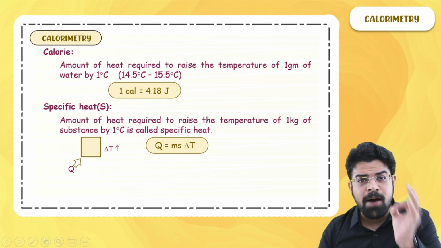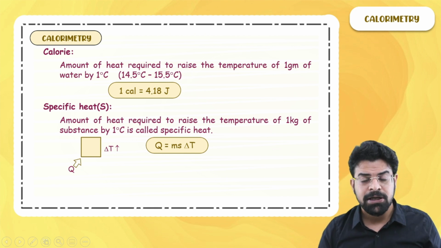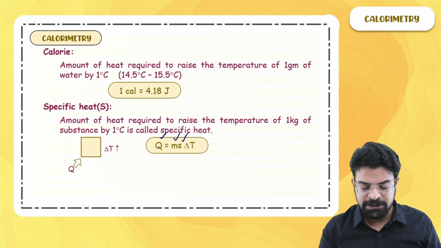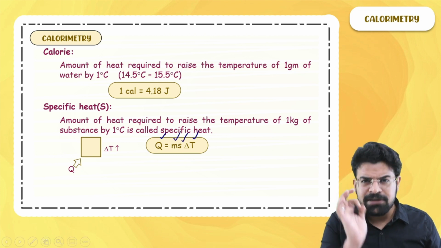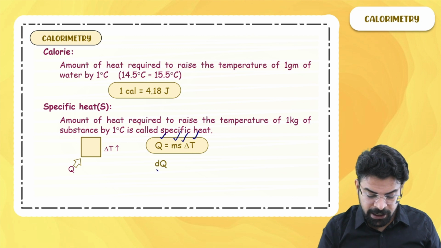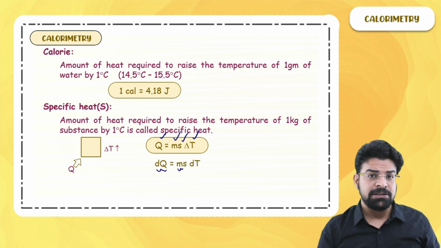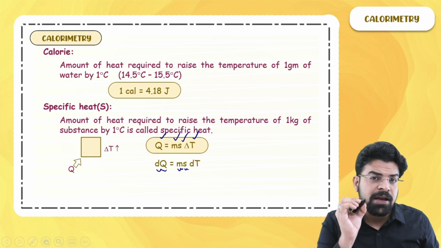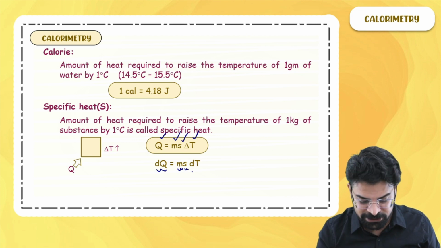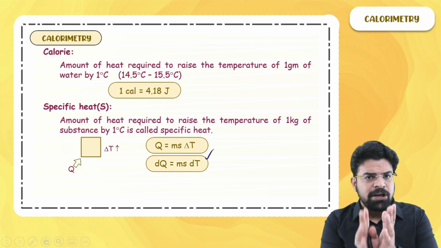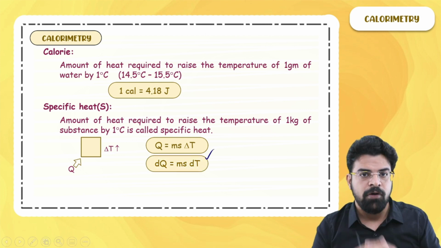But sir, this is physics. Here we define everything in the differential format. So rather than saying the heat given equals mass of the substance into specific heat into the rise in temperature, in the differential format we write the infinitely small heat given dQ equals mass of the substance times its specific heat times the infinitely small rise in temperature dT. So dQ equals ms dT. This is the same equation but in differential format.